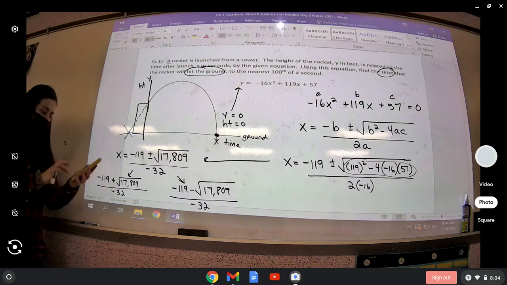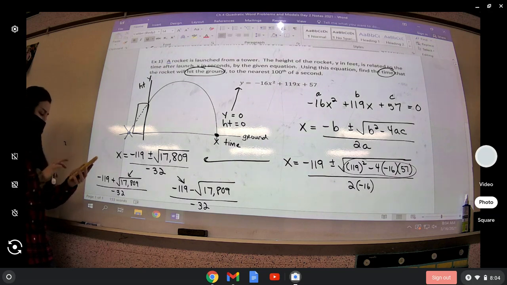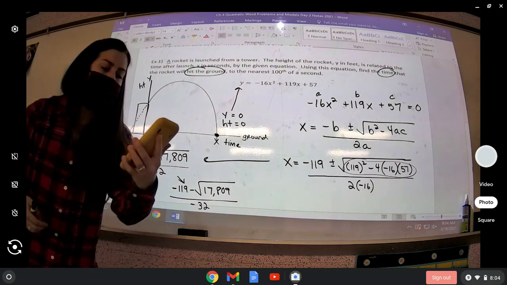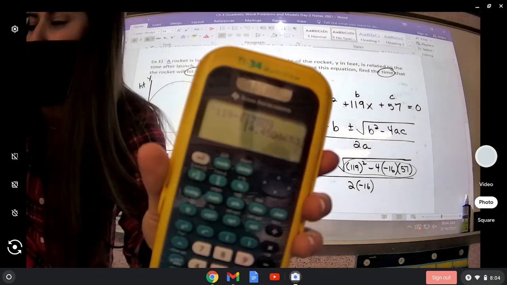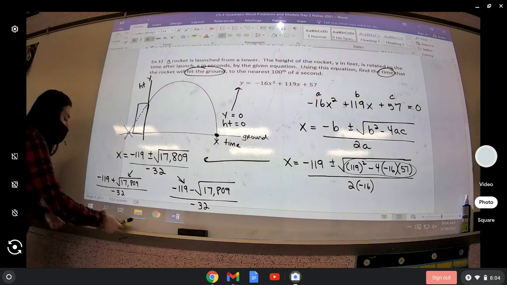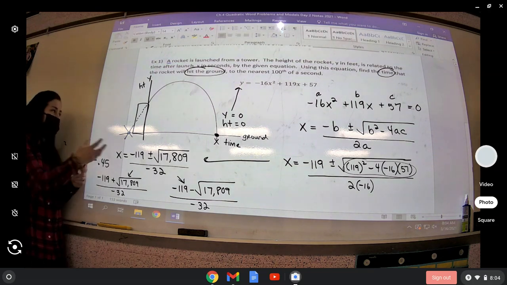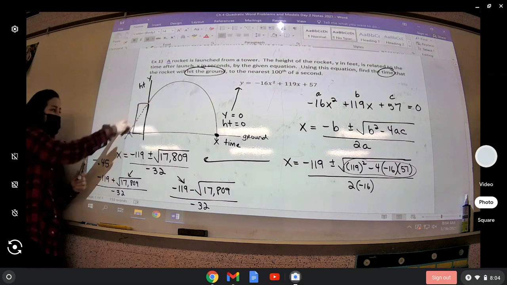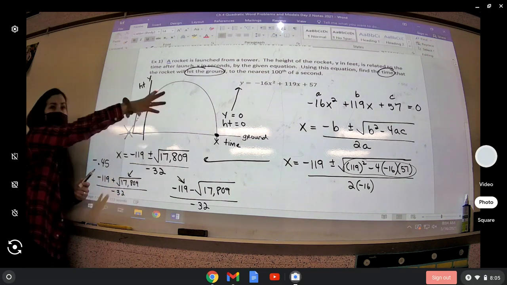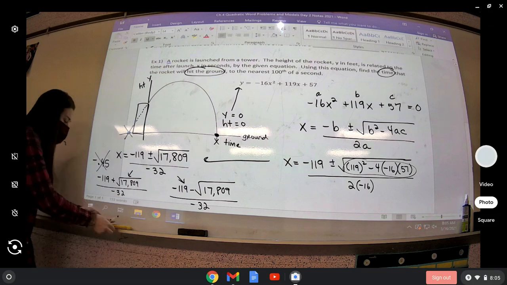So guys, I asked you yesterday to type into your calculator negative 119 plus the square root of 17,809 and hit enter. And don't clear your screen. You get about 14.4503635, whatever. Now, hit divide, so it takes that answer as is, so you're not rounding yet, and divide it by negative 32. And you get about negative 0.45 seconds. So that means, guys, technically, 0.45 seconds before it's launched, that's when it would have been on the ground, according to the speed at which it's traveling. But we don't want that. We don't want negative time.